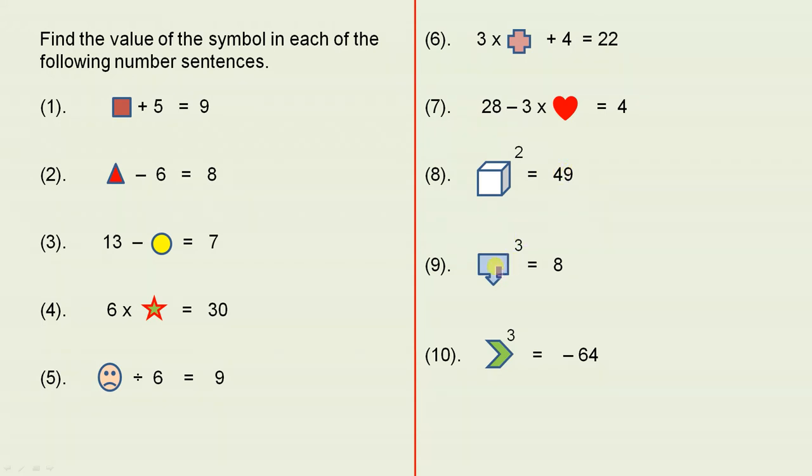What about this one? We have a number that's cubed to give us 8. Cubed means you multiply the number by itself 3 times to give you 8. And finally, another number cubed gives you minus 64. This is a tricky one, so be careful. Some number, when you multiply it by itself 3 times, gives you minus 64.